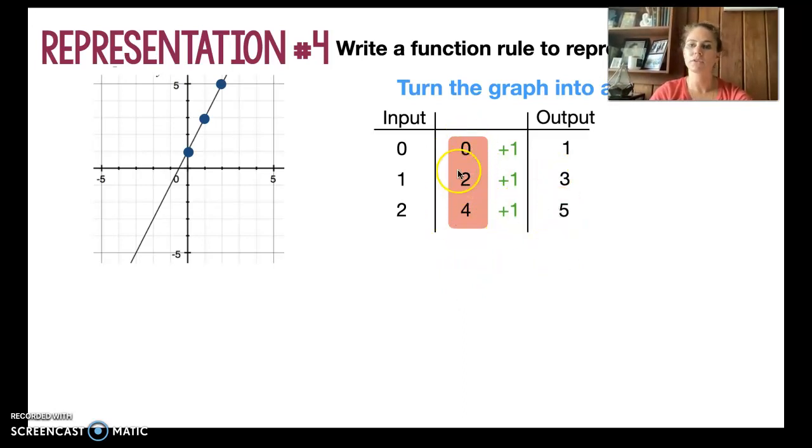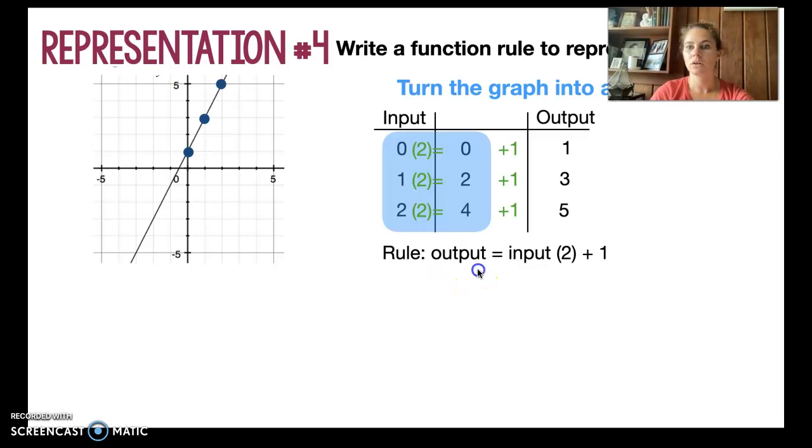So now I'm looking for the relationship between these two values. I want to know, how am I going to get from 0, 1, 2 to outputs of 0, 2, 4? And it looks like that's just multiplying by 2. 0 times 2 is 0, 1 times 2 is 2, 2 times 2 is 4. So that means my rule is going to be these outputs are going to be 2 times whatever these inputs are, and then I add 1 to it, right? 0 times 2 is 0, then +1 is 1. 1 times 2 is 2, then +1 is 3. 2 times 2 is 4, then +1 is 5.